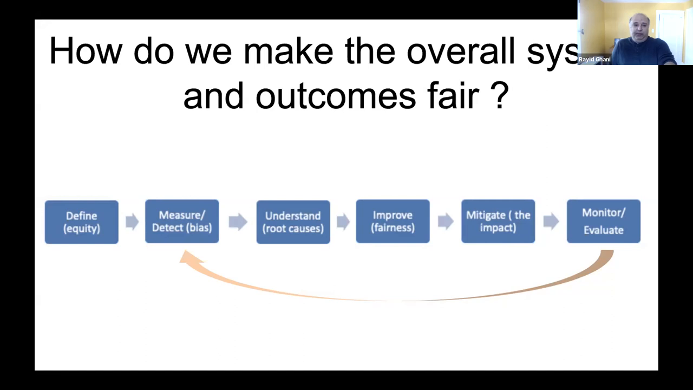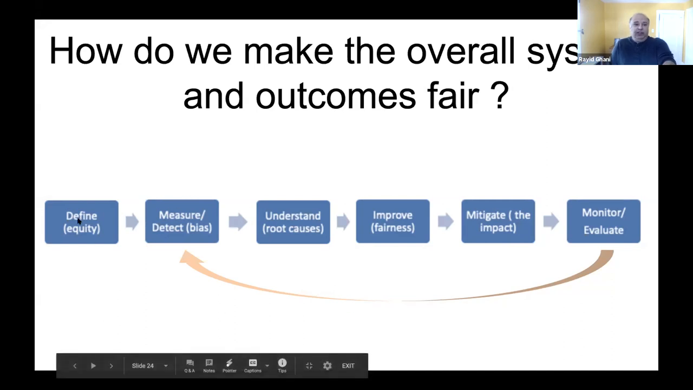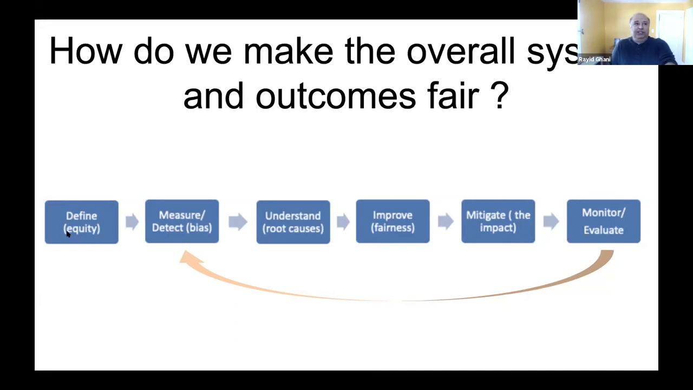That's kind of the first step we have to think through. And that's often not a machine learning question. That's a societal question of what are the values we care about? What do we want equity in, and on whom, right? So once we figure that out, we then measure.